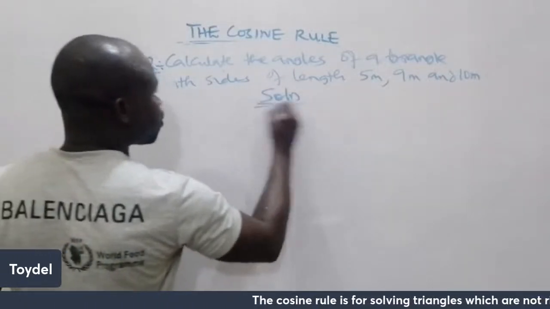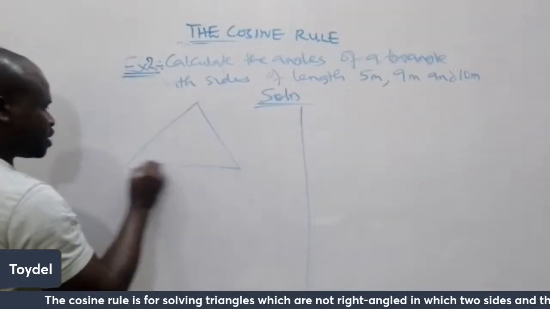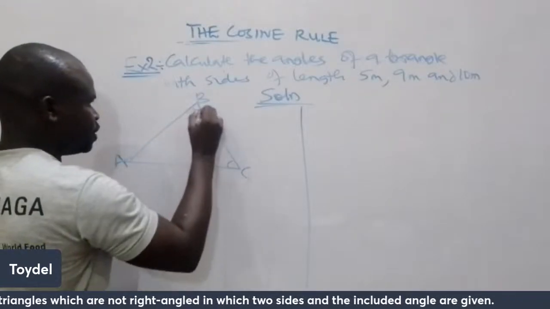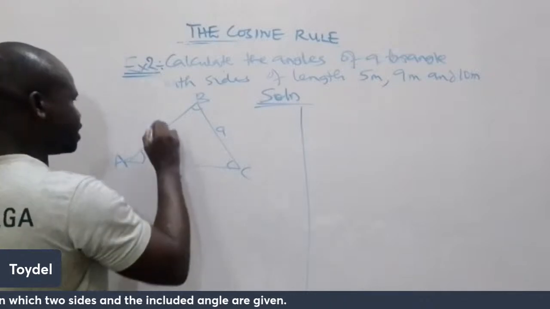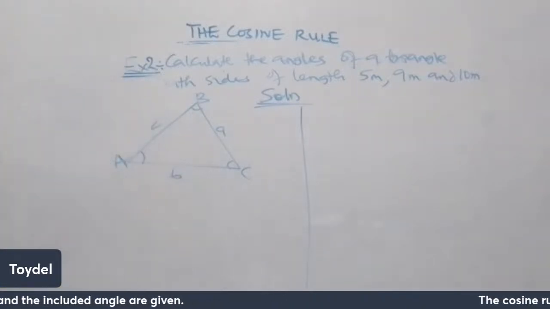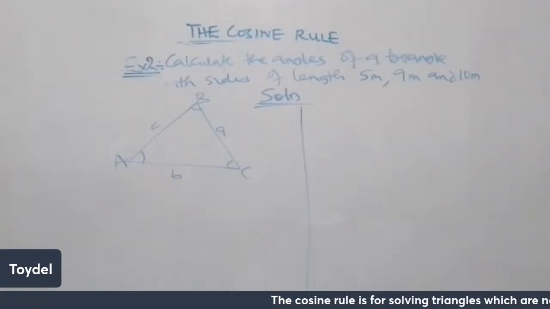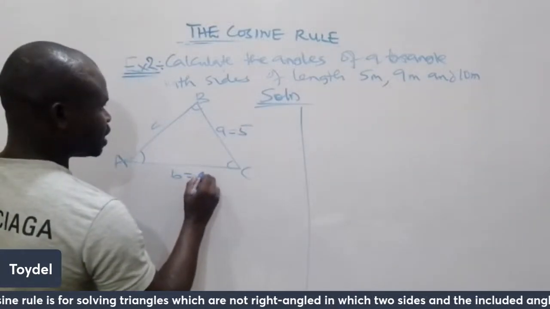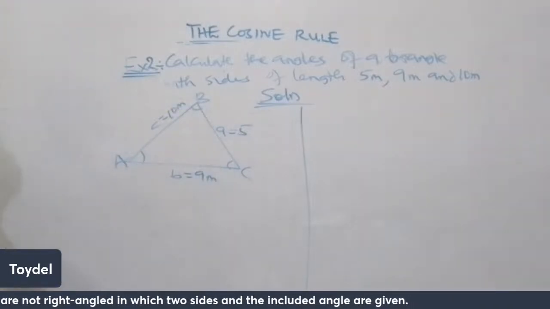It's not compulsory to sketch a triangle, but I'm comfortable sketching a triangle. This is A, B, C. Angle C, angle B, angle A. This is side A, this is side B, and this is side C. You can just decide to pick any, it depends on what you want. Let's say A is 5 meters. Let's give B as 9 meters and C to be 10 meters. So what do we do here?